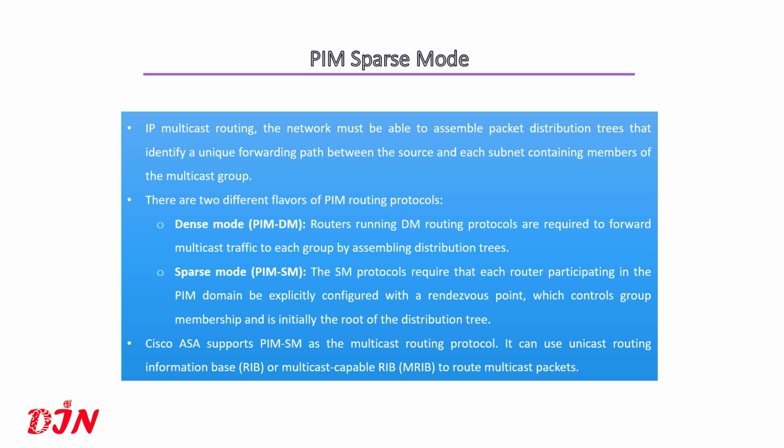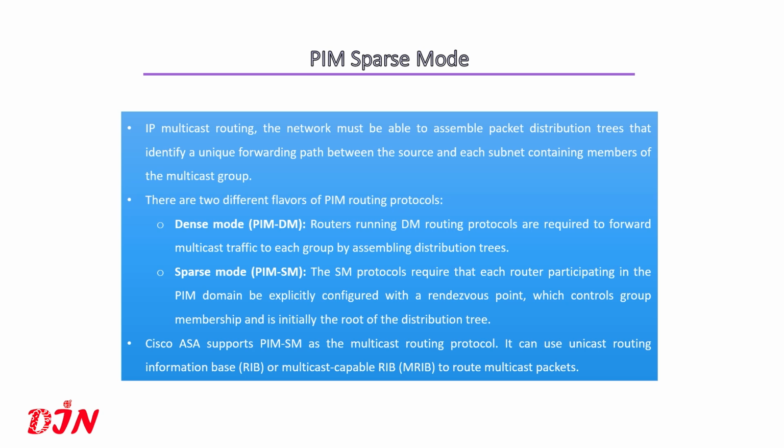Sparse mode. The SM protocols require that each router participating in the PIM domain be explicitly configured with a rendezvous point which controls group membership and is initially the root of the distribution tree. SM IP multicast routing protocols start with an empty distribution tree and add only devices that specifically request to join the distribution. Cisco ASA supports PIM-SM as the multicast routing protocol.